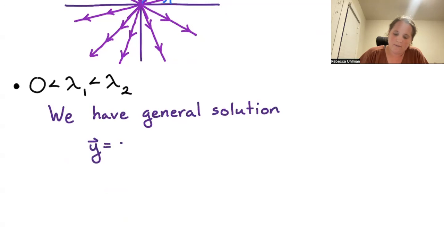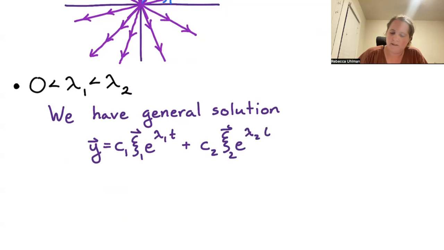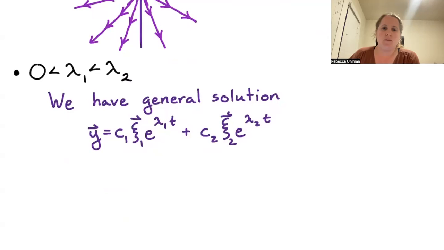Y is equal to C1 psi 1 e to the lambda 1 t plus C2 psi 2 e to the lambda 2 t. This time around, we cannot just pull out an e to the lambda 1 and be left simply with C1 psi 1 plus C2 psi 2, since we do have different eigenvalues here.